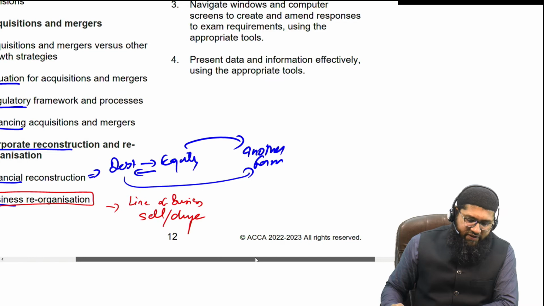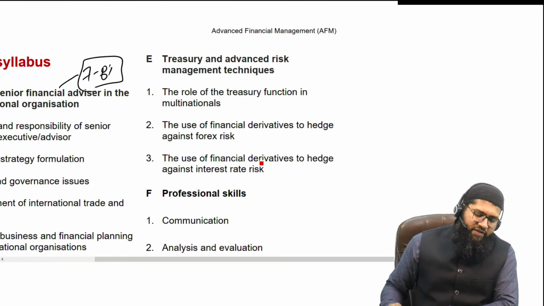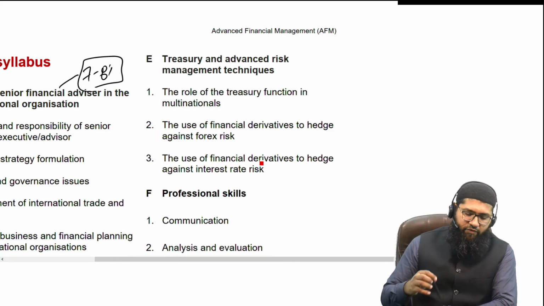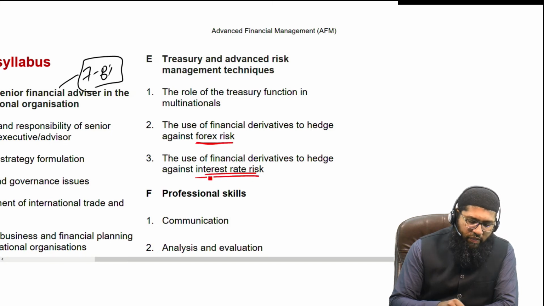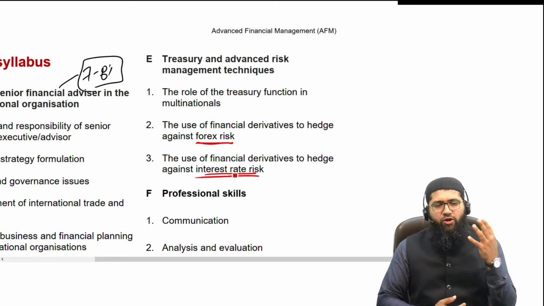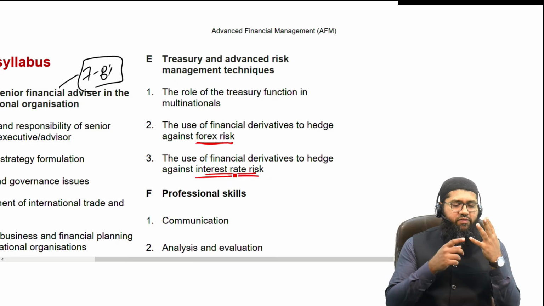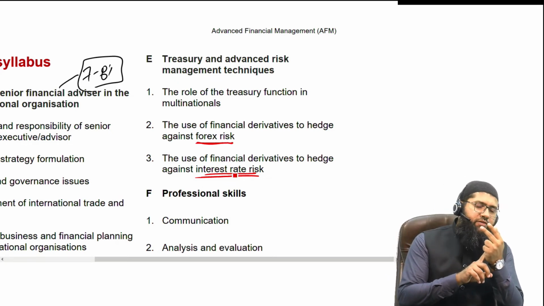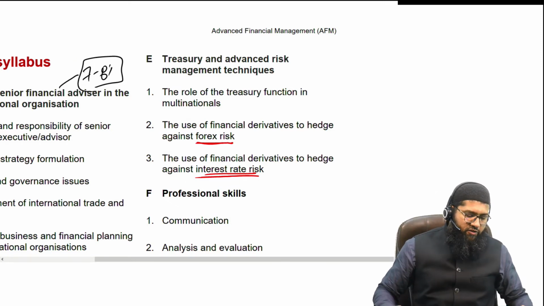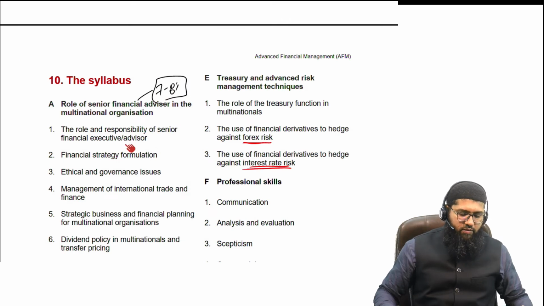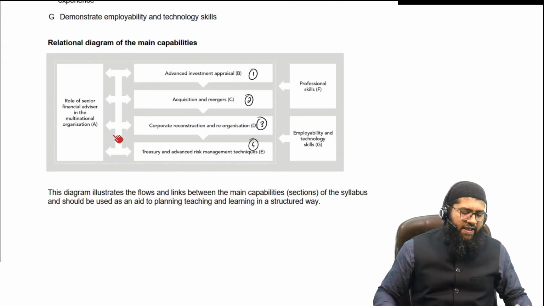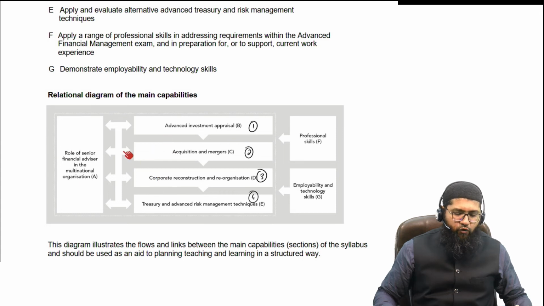Then, as I discussed, we have the advanced risk management techniques, which has the advanced level techniques of interest rate risk management, and the advanced level techniques of currency risk management. So that is all that we are going to be going through. So basically, when we talk about the AFM course, as I told you, there are 4 core areas of the syllabus, which are the advanced investment appraisal, the mergers and acquisitions, the corporate restructuring and reorganization, and the fourth one is the risk management. Plus this specific area, which is the role of the senior financial advisor, etc. This actually is complementing all these 4 areas.